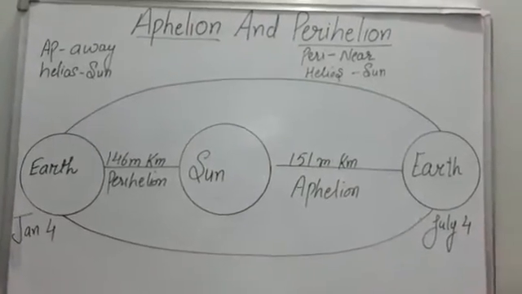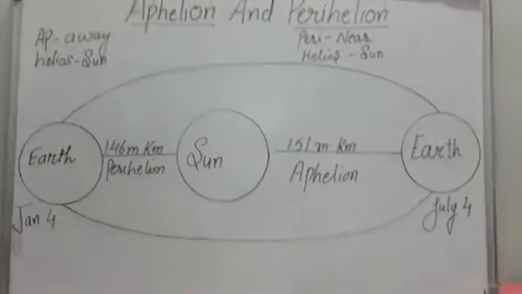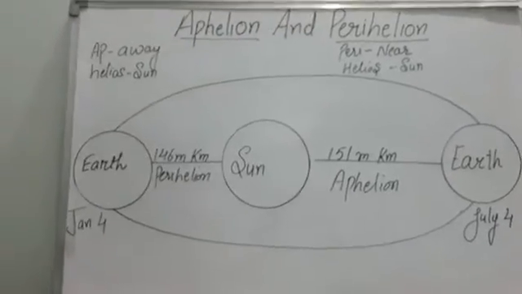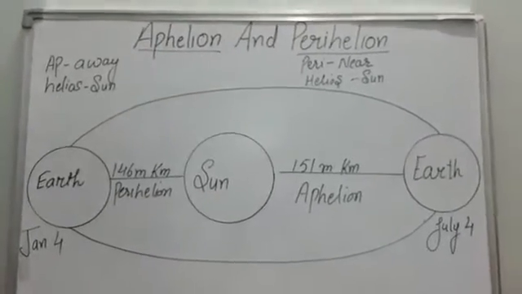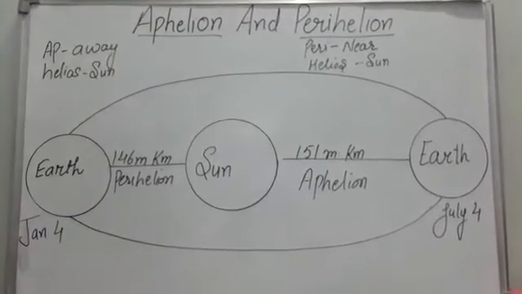Yesterday we read about aphelion and perihelion. Today we will discuss aphelion and perihelion in detail. Now look at the blackboard. There are two words written on the top of the blackboard. On the left side, aphelion, and on the right side, perihelion.